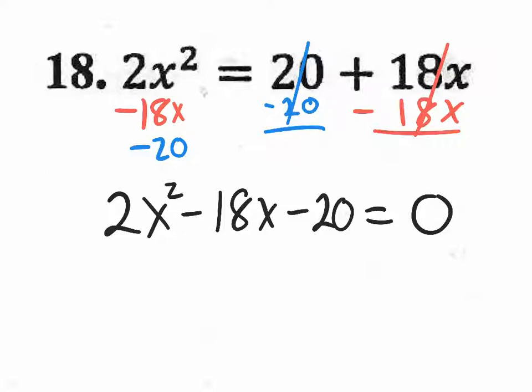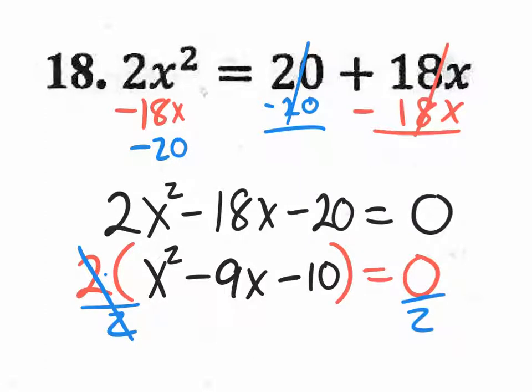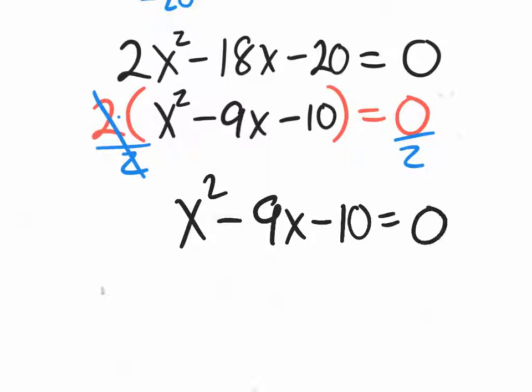But that's not the case. What you're supposed to do anytime you could pull out a GCF is pull out that GCF. So let's pull out the GCF of 2, and we will have x squared minus 9x minus 10 left over on the inside. Now, of course, we still have the equal 0 out here. So if you want, you could divide by 2 to get rid of that outside 2 because it's an equation. You could do whatever you want as long as what you do to one side you do to the other side. So we'll still have the quadratic trinomial equation x squared minus 9x minus 10 equals 0.